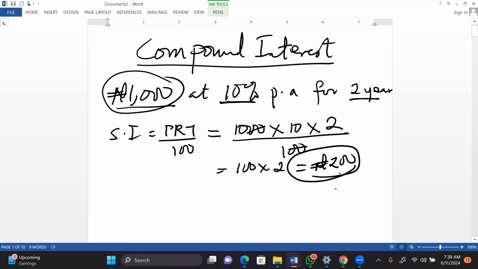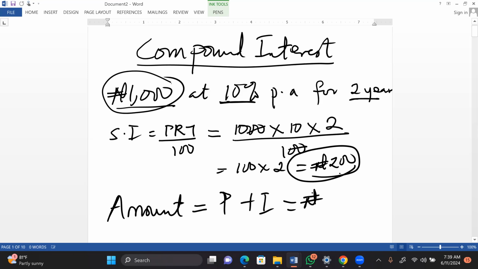So the question can also come to ask for the amount. What could be the amount at the end of the 2 years? The amount at the end of the 2 years will be the principal plus the interest. That is, at the end of the second year, the 1,000 naira has increased by 200. That's going to be 1,200. All right. Now, this is simple interest.